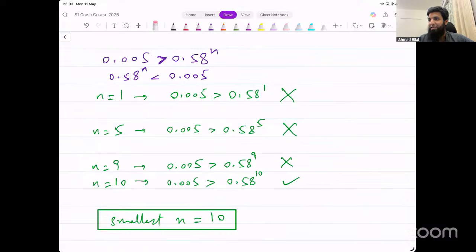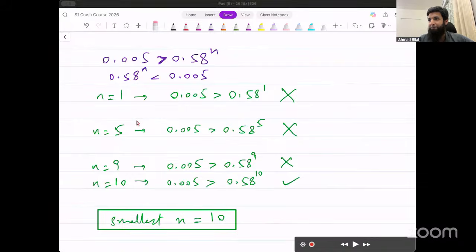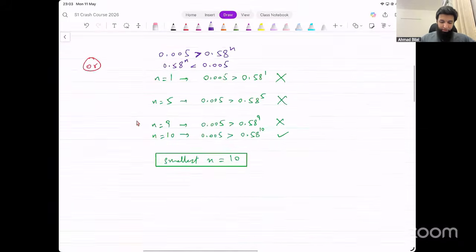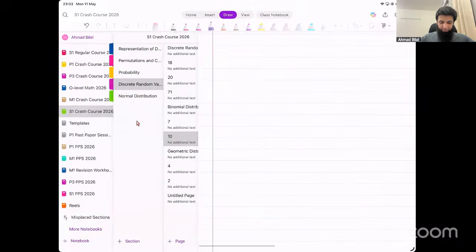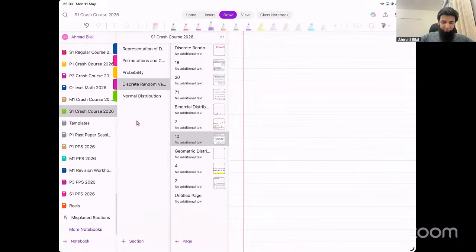Okay. This question is coming again and again. This is very similar to a question that you may have seen in a recent paper as well.